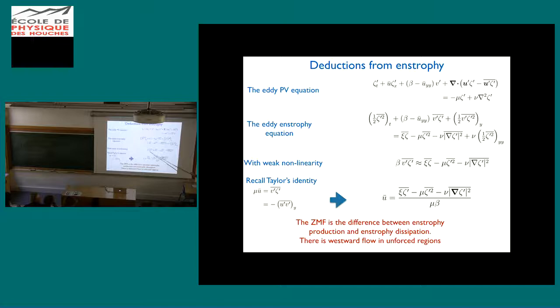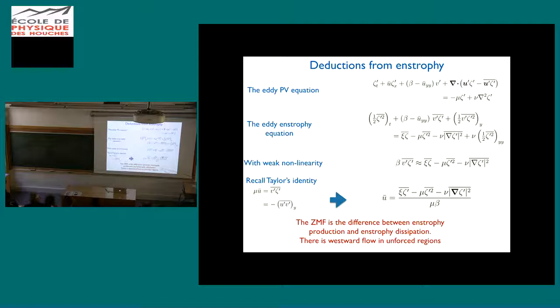So this gives me, and this of course is the destruction of eddy entropy by the two different dissipative mechanisms, namely bottom drag and lateral friction. So if I go back to the mean flow equation, I have another expression for v prime zeta prime, because that was what was generating U bar. I can use that alternative expression to write the zonal mean flow like this. It's the difference between entropy production by the forcing and entropy dissipation by the dissipation, divided by mu beta.